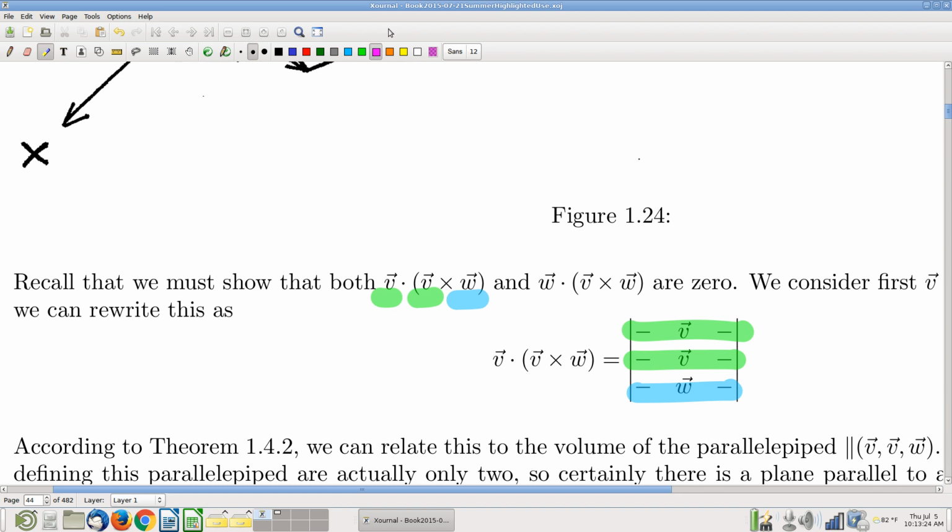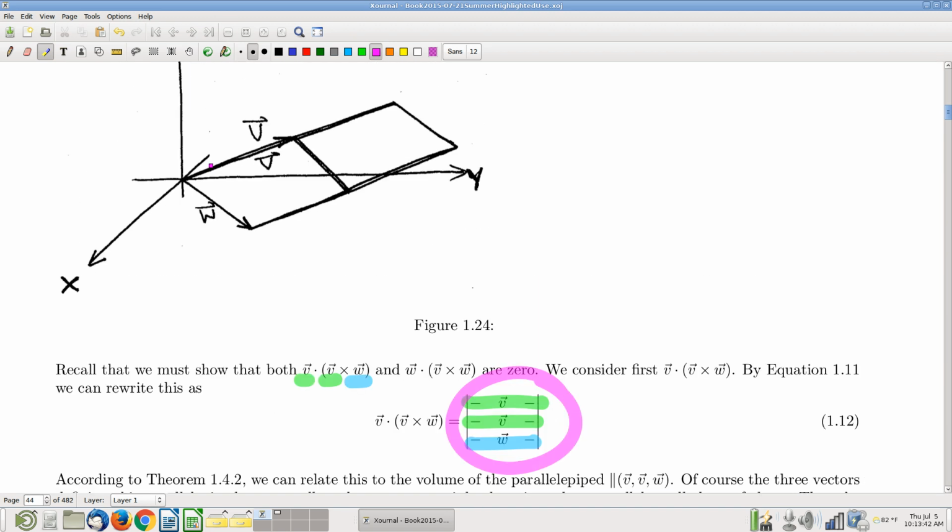I just need to know what's the volume of the parallelepiped that's defined by these three vectors, V, V, and W. Is that a parallelepiped? It seems like we're listing the same vector twice. Well, we are: V, V, and W. And how much volume is in that box, right?